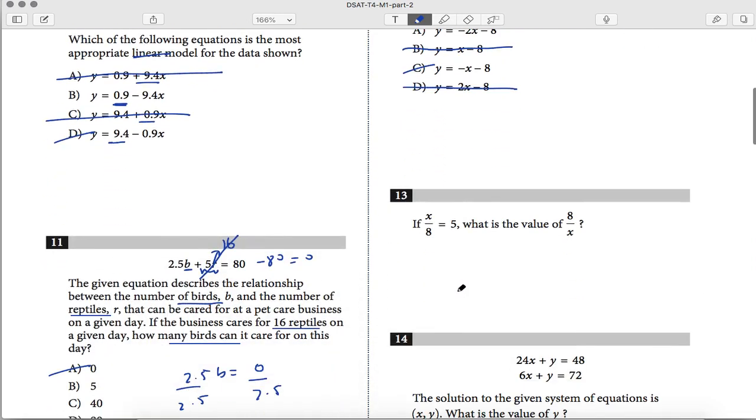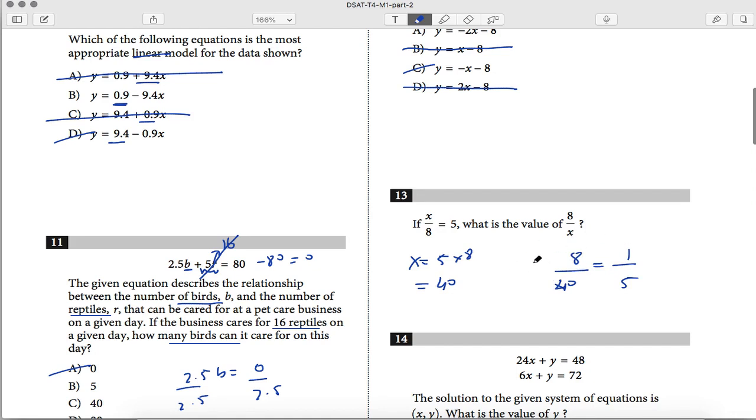Next question. 13. If x over 8 equals 5, what is the value of 8 over x? So we can just multiply both sides of the equation by 8. 5 times 8, and we get x as 40. And then plug this value here, 8 over 40. Simplify it, 1 over 5.